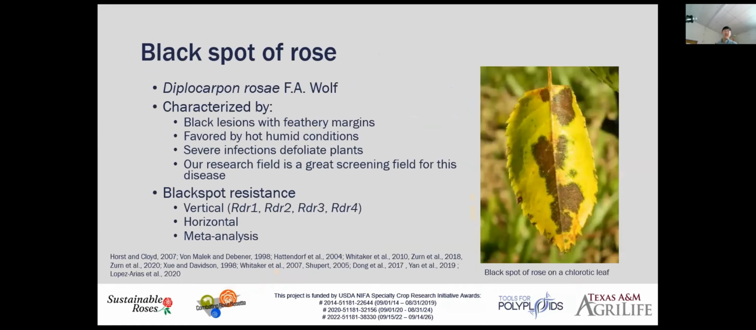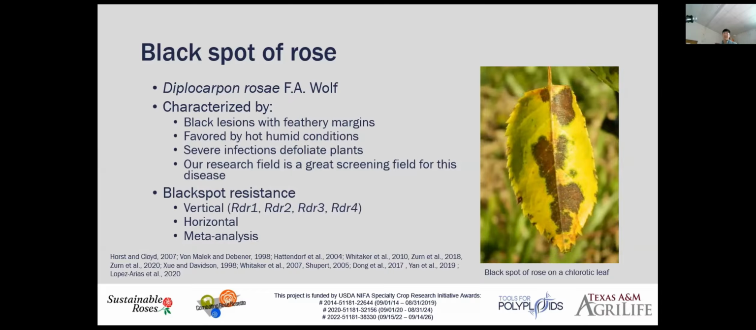A little background on some of the fungi. So black spot is caused by a fungus called Diplocarpon rosae, and it causes black spots, real creative. These black lesions are feathery on the edges, and it's favored by hot, humid conditions. And severe infections tend to defoliate the plants.